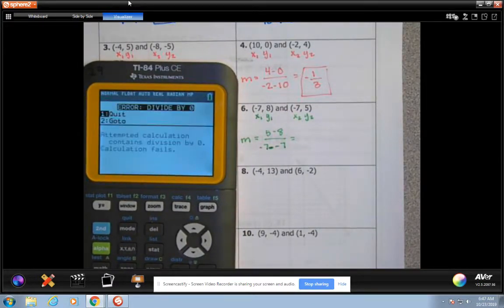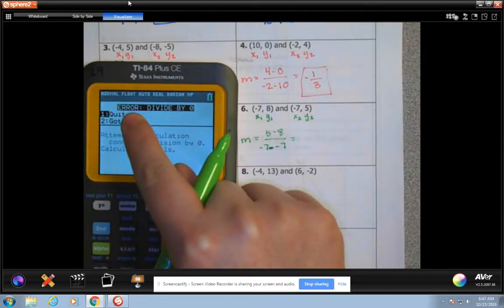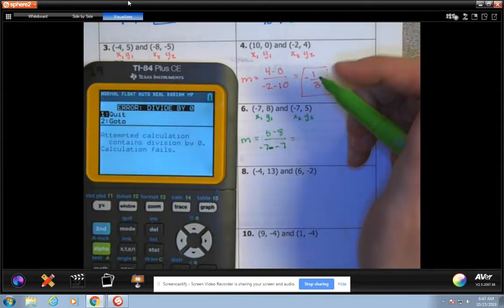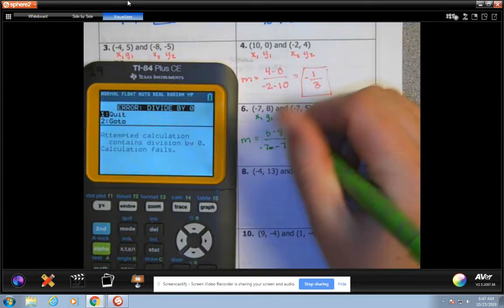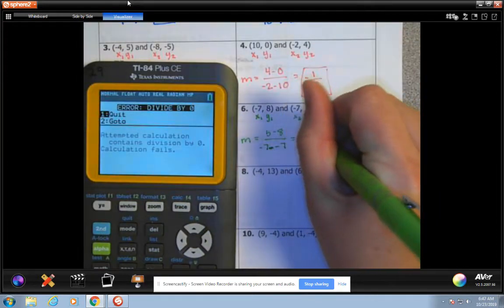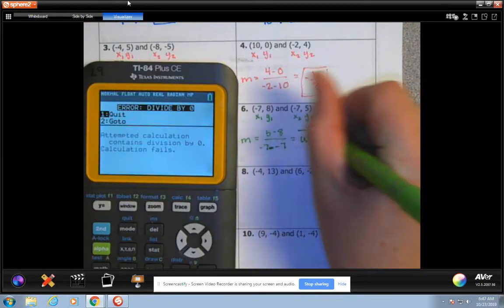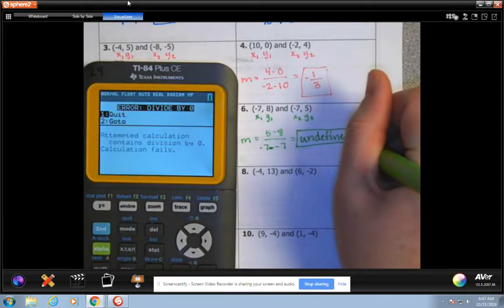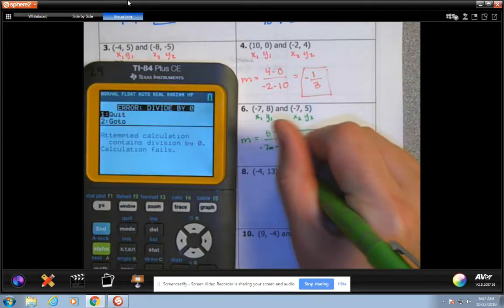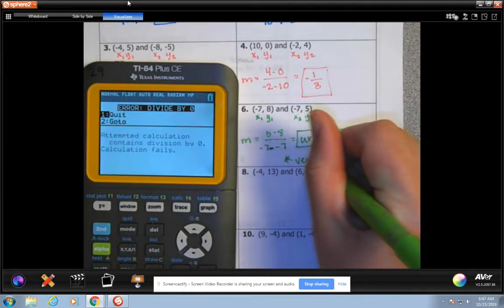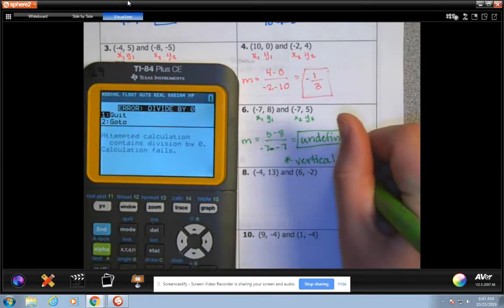Hit enter. Uh-oh, so when we get an error, when it says error, divide by 0, this is our slope that doesn't have a number, and what we call this slope is undefined. And the line that has an undefined slope is a vertical line. So horizontal lines have 0 slopes. Undefined lines, or vertical lines, have undefined slopes.